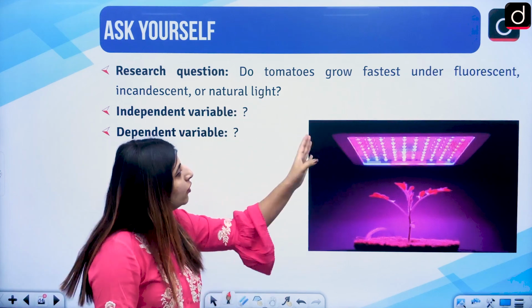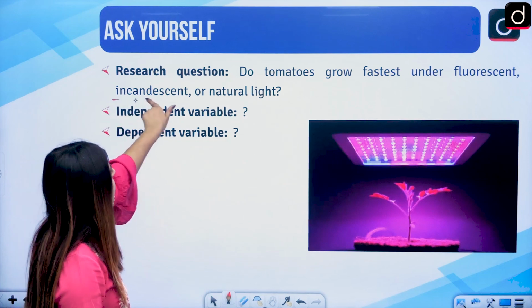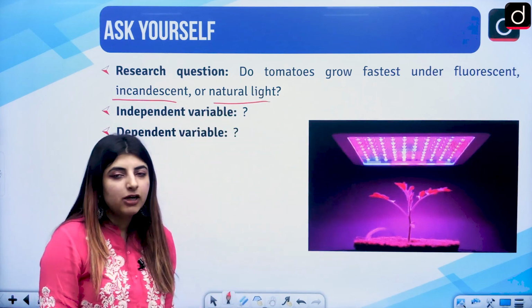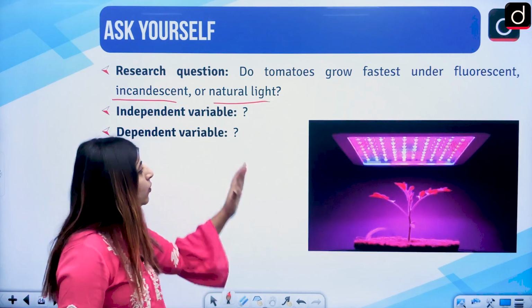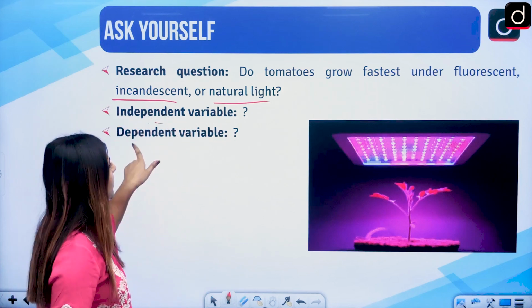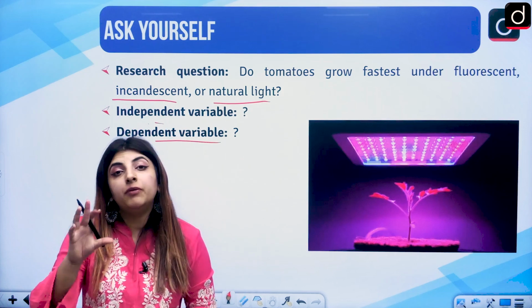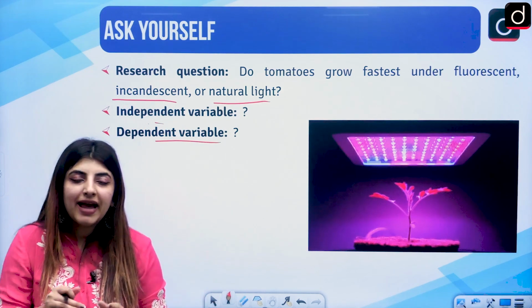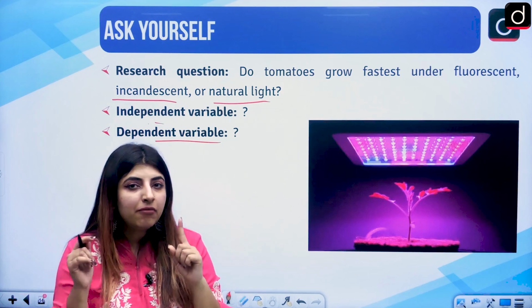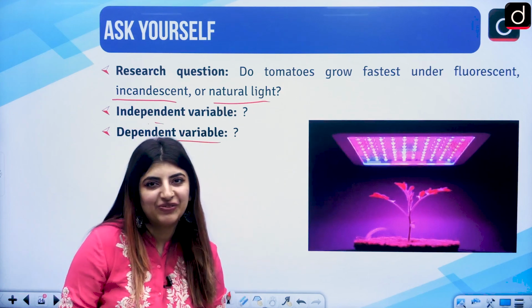Do tomatoes grow fastest under fluorescent, incandescent or natural light? So, this is my question. You all are supposed to identify the independent and dependent variable here. So, you can pause the screens on your own and try to identify and match it with what I have as an answer for you all.